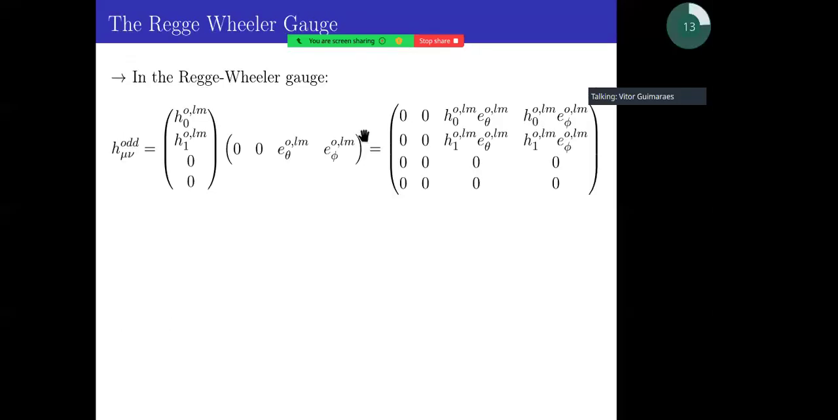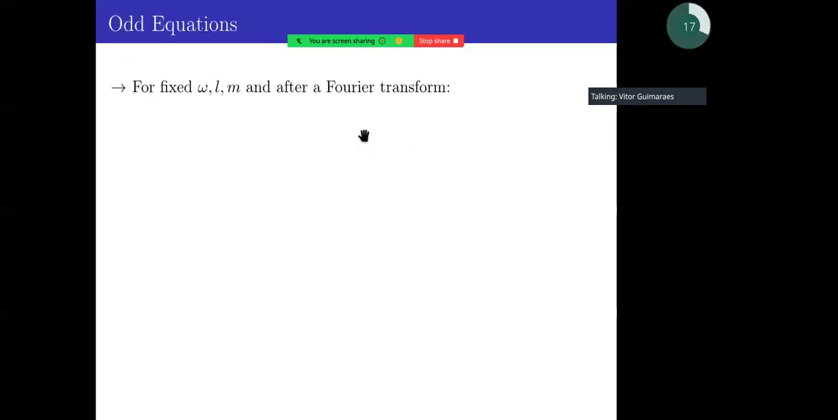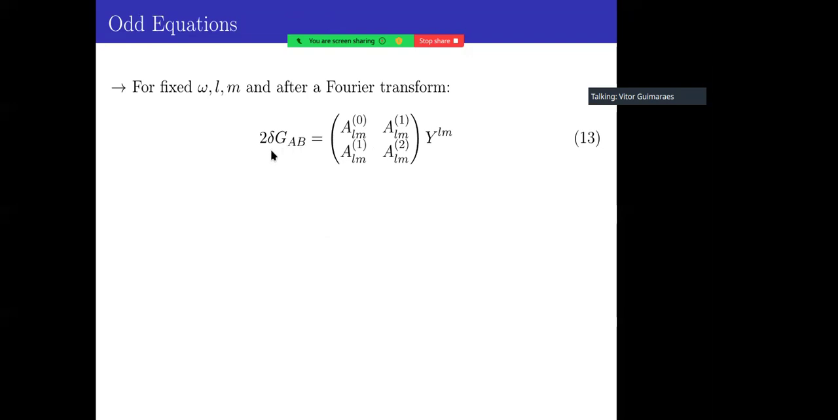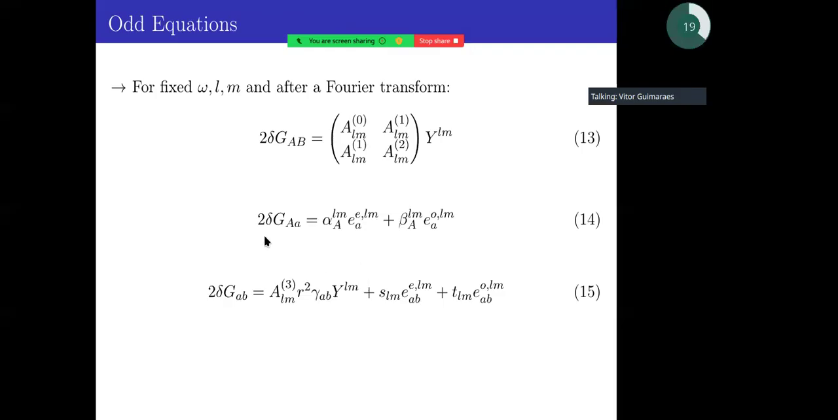Exactly the same way that we did yesterday for the perturbed Ricci tensor, but now we're doing it with the full Einstein tensor. So this is the first quadrant of the full delta G mu nu. These are formed exclusively with even functions. A_LM 0, 1, 2 are all even functions, since they are multiplying this even basis element. And the same happens with the mixed part and the tensor part.